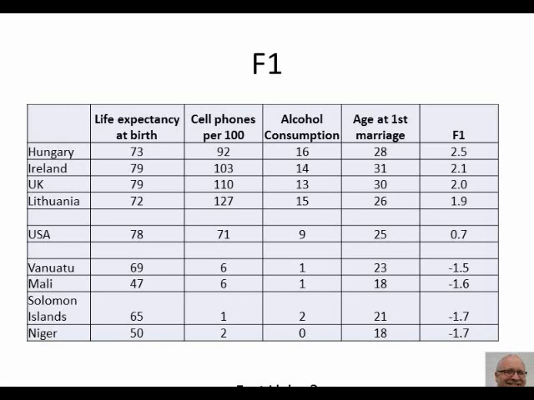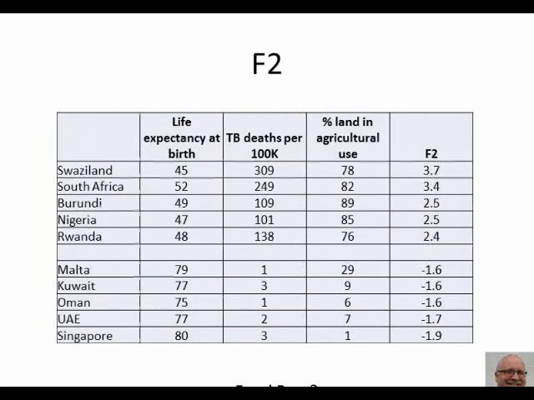At the other end of the tail, and it's very often important to look at the bottom end to get a picture of what a factor is doing, we can see that we've got Vanuatu, Mali, Solomon Islands and Niger. So relatively low life expectancies, incredibly low cell phone usage, very low alcohol consumption, and lower age at first marriage. So we can see what that factor is doing, and we can start to think about naming it, but we've rejected Western as a naming for that cluster.